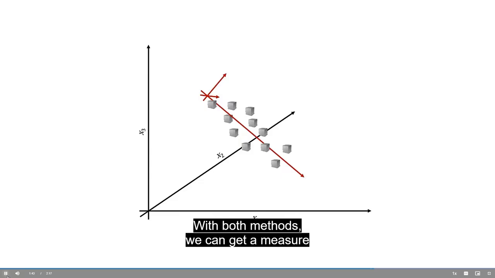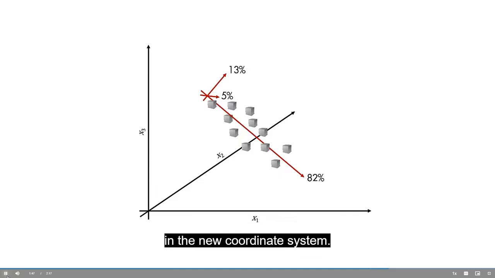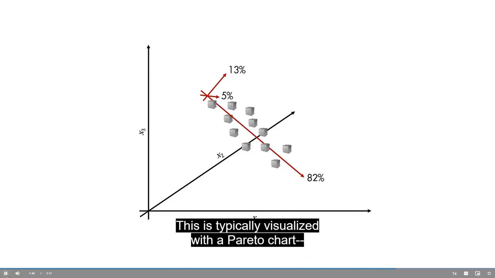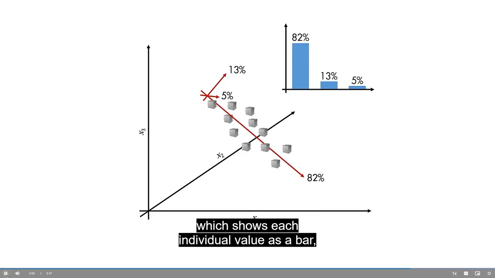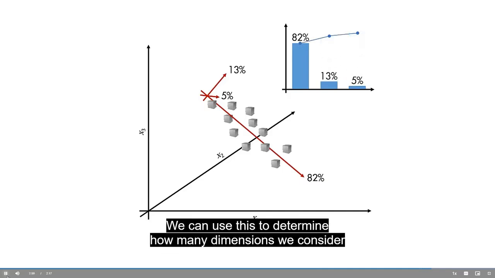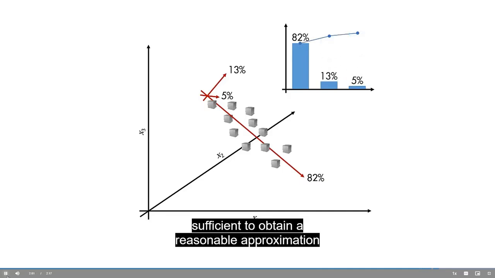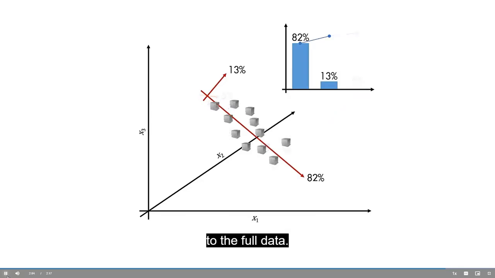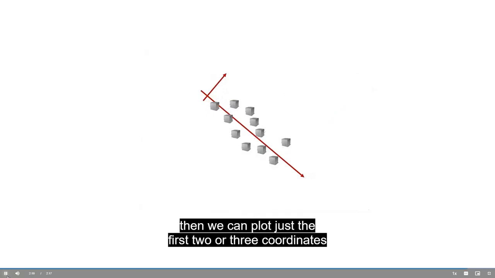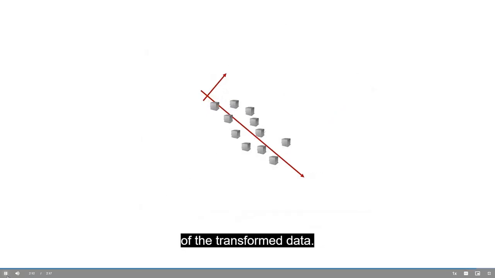With both methods, we can get a measure of the importance of each dimension in the new coordinate system. This is typically visualized with a Pareto chart, which shows each individual value as a bar, with the running total as a line. We can use this to determine how many dimensions we consider sufficient to obtain a reasonable approximation to the full data. If 2 or 3 dimensions is sufficient, then we can plot just the first 2 or 3 coordinates of the transformed data.